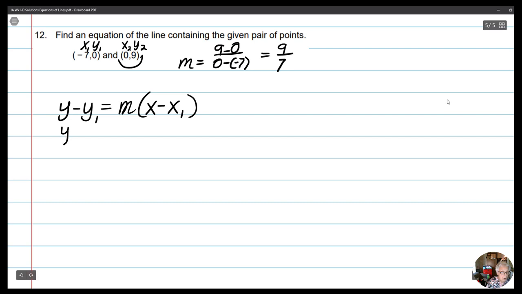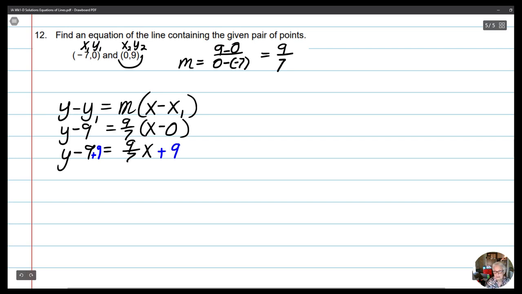So, y minus 9 equals 9/7 times x minus 0. y minus 9 equals 9/7 x. Add 9 to both sides. Plus 9 plus 9. And we have y equals 9/7 x plus 9. And there you go.